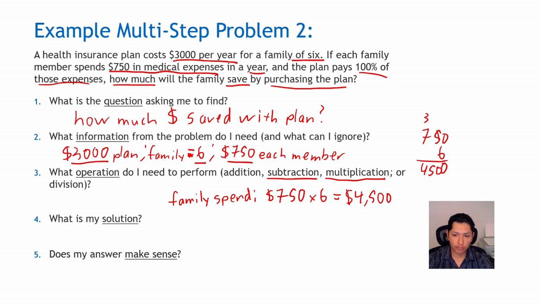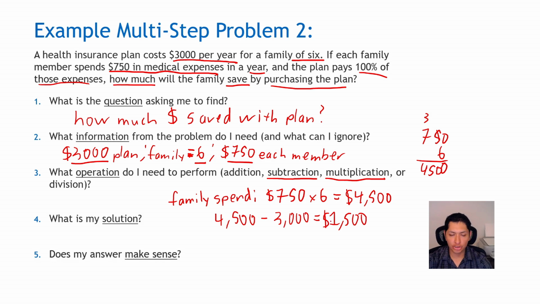So the family spends $4,500 a year, and the insurance costs $3,000 a year. So they spend more than the insurance costs. So yes, they are saving money, because again, you want a plan if you spend more than what the plan gives you. And in this case, it does. So the way that I figure out how much money is saved is that I subtract how much the insurance costs from how much they spend each year. And the answer is 4,500 minus 3,000, and that is $1,500.